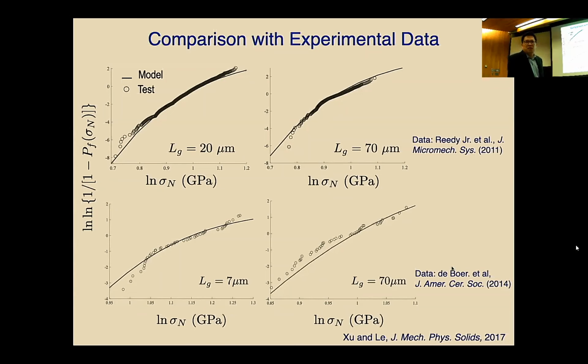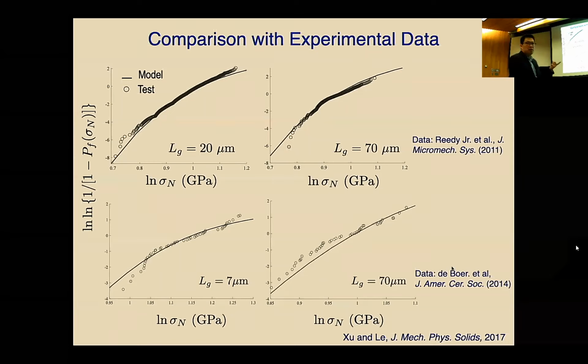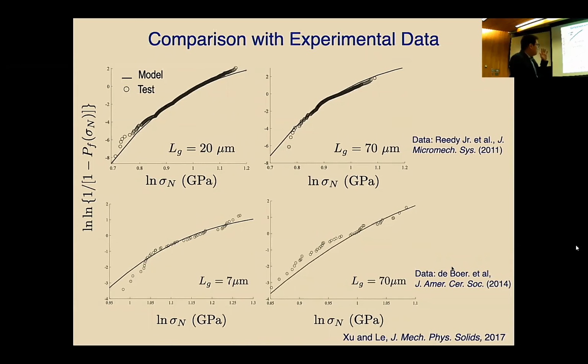They never do one test with one specimen size. They always do different size specimens. And I think this is extremely important, okay? So what you see in the first row is that I have a specimen with two different gauge lengths. One is a 20 micron specimen, the next is a 70 micron specimen. You can see that our model can fit both at the same time with one set of parameters.